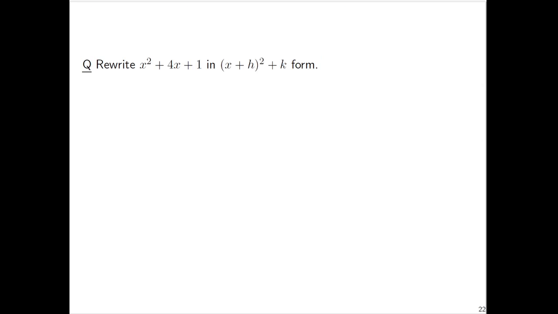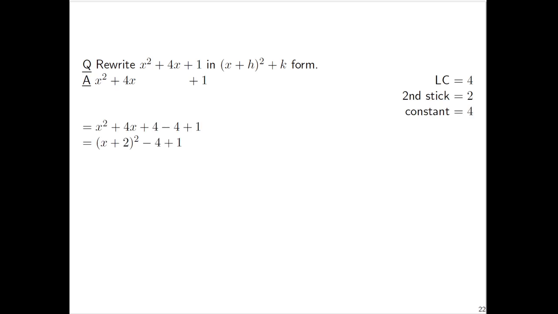Let's try this again. X squared plus 4x plus 1, let's write that in the requested format. Again, I think it's good to push the plus 1 way off to the side. Take a look at that number 4. That's the linear coefficient. Second stick is 2. Square the number 2, and the constant we need is 4. But we should add that constant and subtract the constant, so you see a plus 4 and a minus 4. The first three terms factor. X squared plus 4x plus 4 becomes x plus 2 quantity squared. And then there's still a minus 4 plus 1, which we can write as a minus 3. So in this example, k is negative 3.